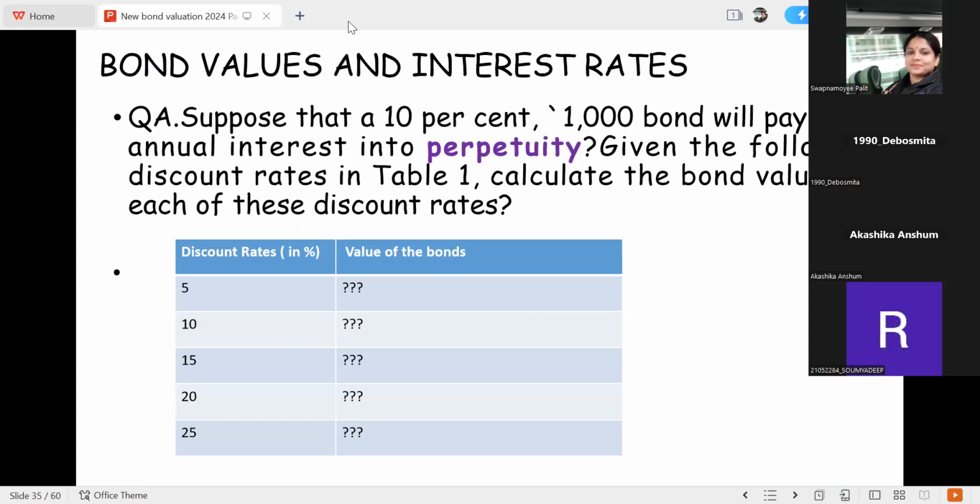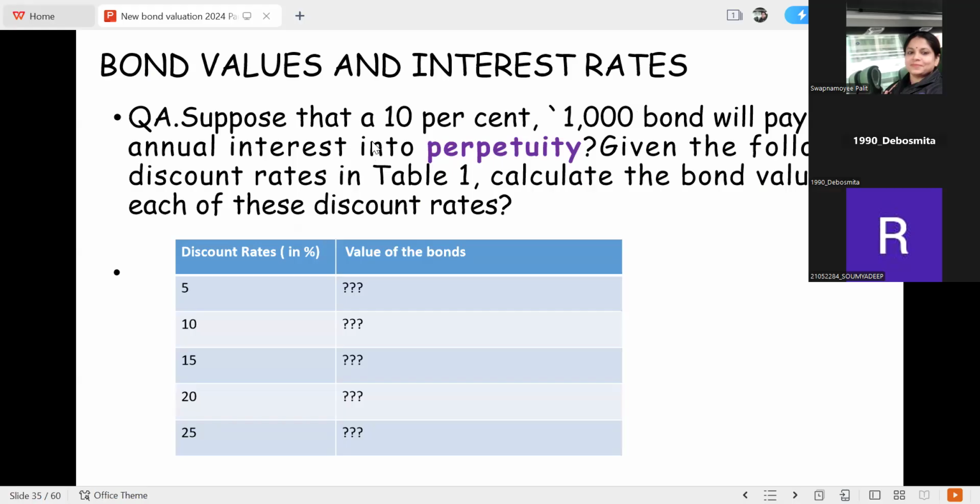Now you see what is written in the question. Suppose that a 10% bond, your face value of the bond is 1,000. So if it is 10%, that means what is the dividend every year? The interest is 100. So your 100 annual interest is into perpetuity. What is a perpetuity? An annuity with no maturity period. An annuity has a termination period, and every year the value remains the same. That is what we call an annuity. When it goes on for an indefinite period without any maturity period, we call it a perpetuity.